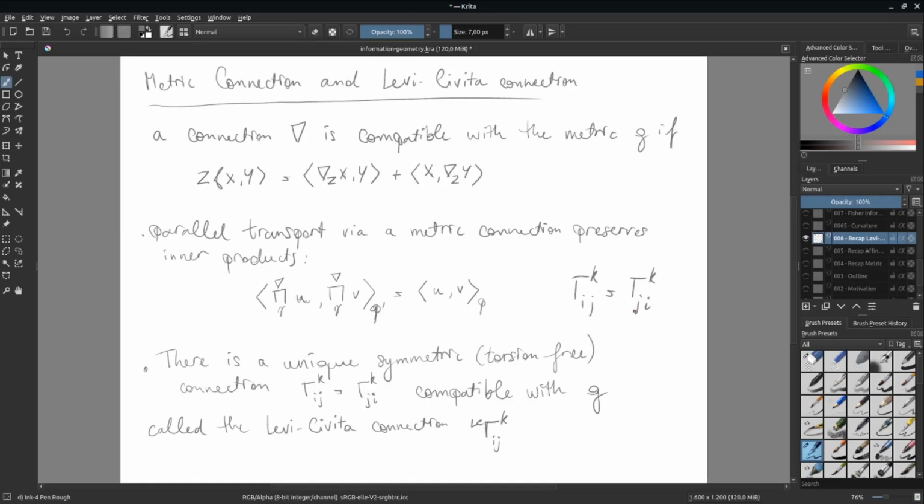And then actually there's a unique connection called the Levi-Civita connection that is compatible with G. So if we want both something that's metric, so compatible with the metric, and that is symmetric, there's only one of them, and it's called the Levi-Civita, and we'll write it with LC here in the upper left corner.